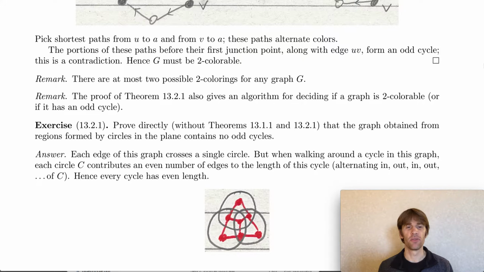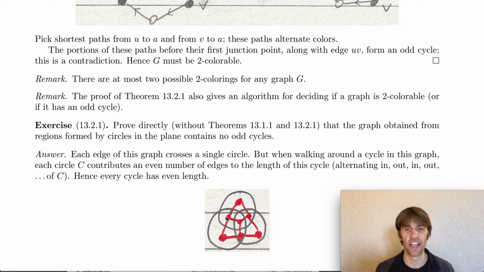Exercise 13.2.1 states the following. Prove directly that the graph obtained from regions formed by circles in the plane contains no odd cycles. So here we have regions in the plane formed by drawing circles, and we want to prove that the resulting graph drawn in red, with one vertex for each region and with an edge connecting adjacent regions, has no odd cycles.